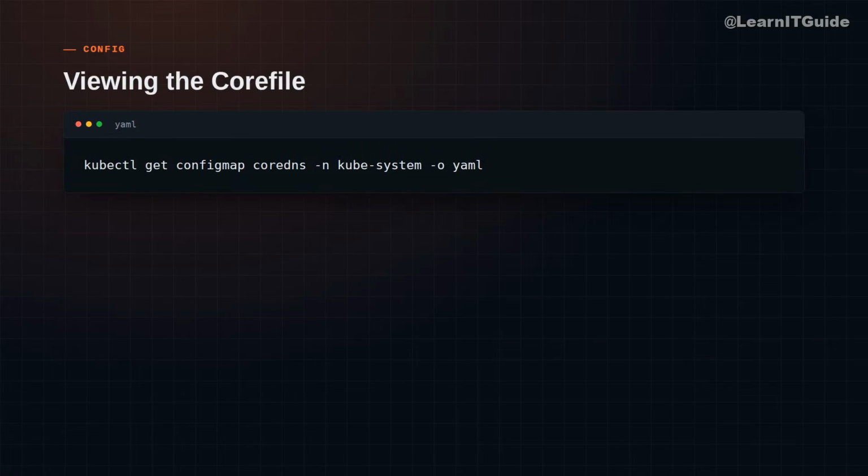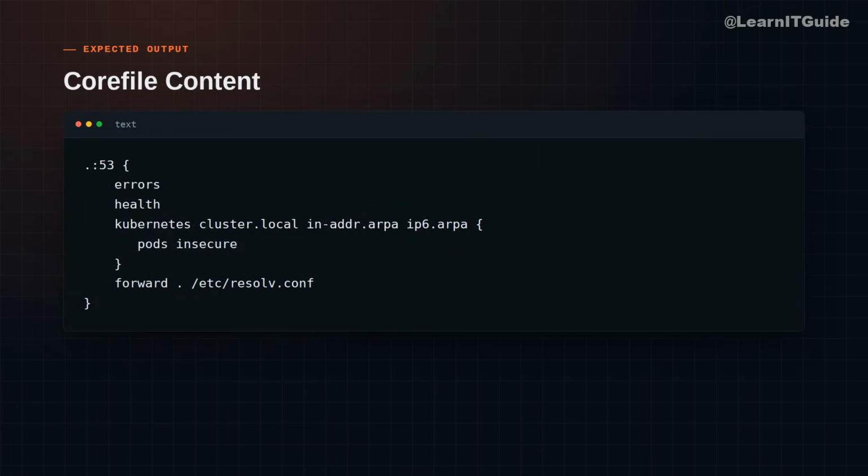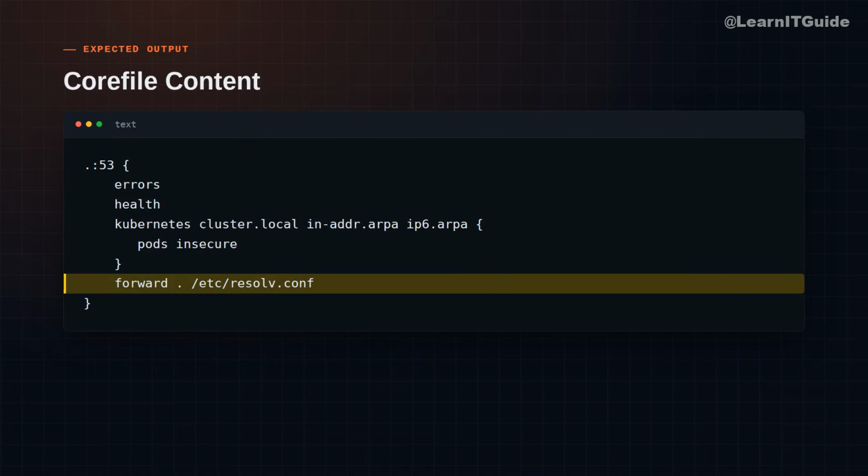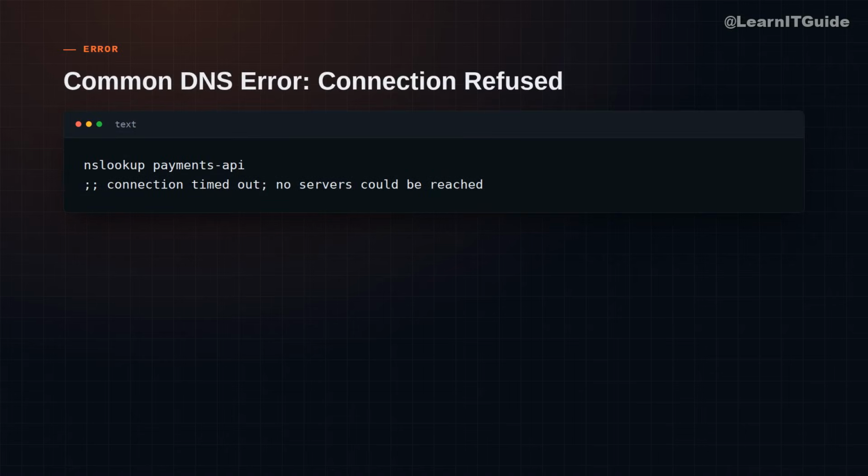If you need to troubleshoot how CoreDNS is configured, you can inspect the Corefile stored in a config map. This shows you exactly which plugins are enabled. This configuration tells CoreDNS to handle the cluster domain internally and forward everything else to the host's DNS settings. If you see errors here, your cluster resolution is likely broken for everyone. This error happens when the CoreDNS pods are crashing or the networking layer cannot route traffic to the CoreDNS service IP.